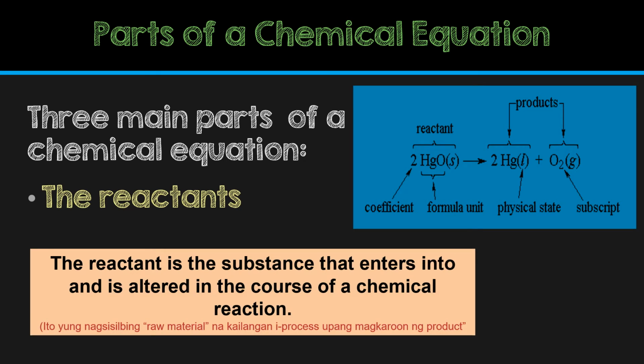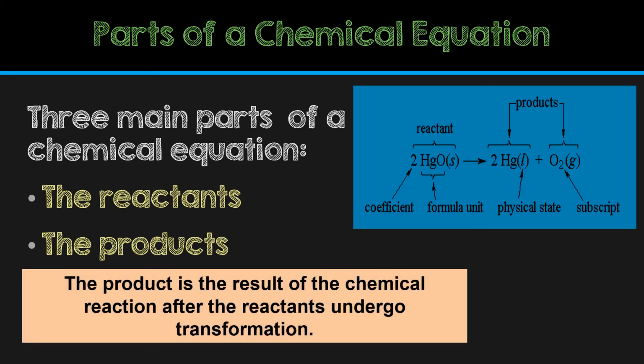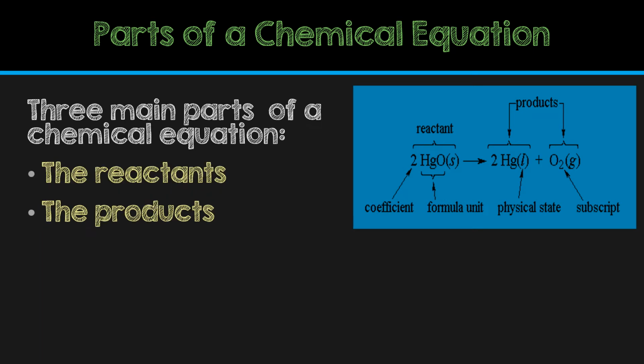Sa madaling salita, ito yung nagsisilbing raw material na kailangang i-process upang magkaroon ng product. The second part of our chemical equation is called the product. Product is or are the result of the chemical reaction after the reactants undergo transformation.